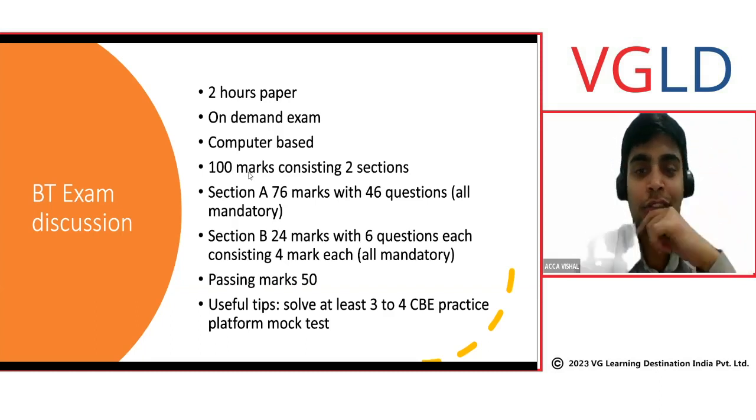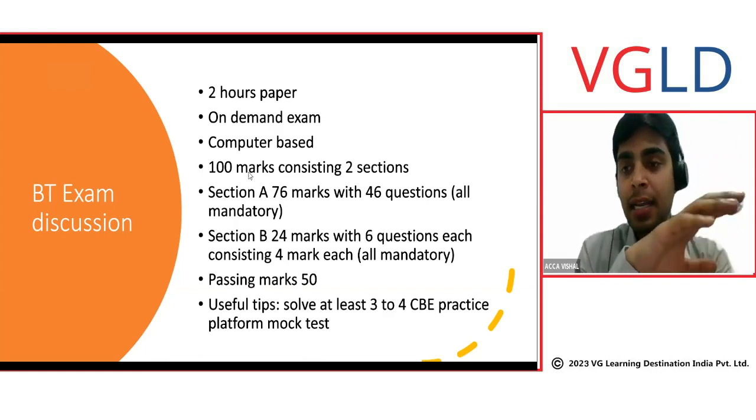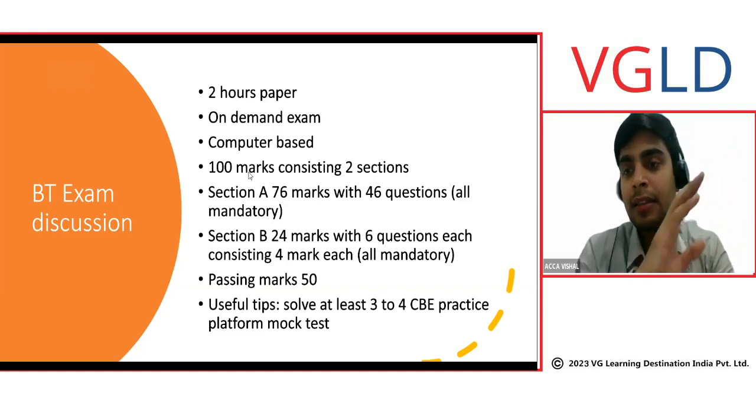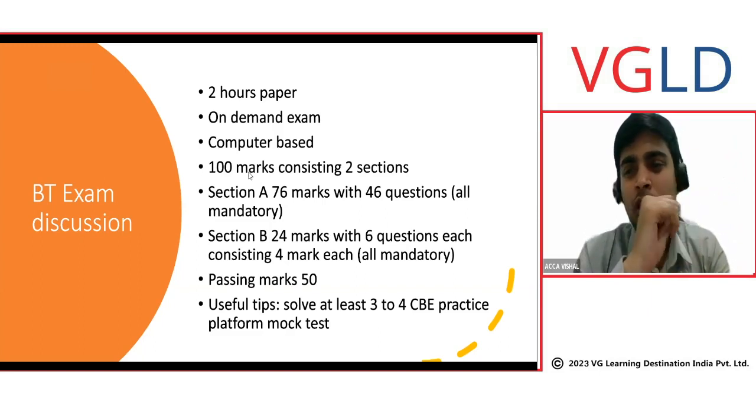Otherwise, you have to do all the questions. And there'll be 2 sections, section A and section B. Section A basically consists of 46 questions. Some questions, like 30 questions, will be of 2 marks, and then there will be, I think, 16 questions of 1 mark.